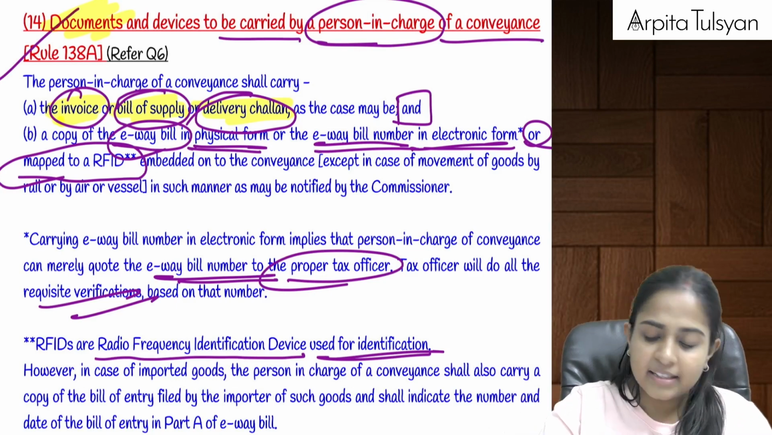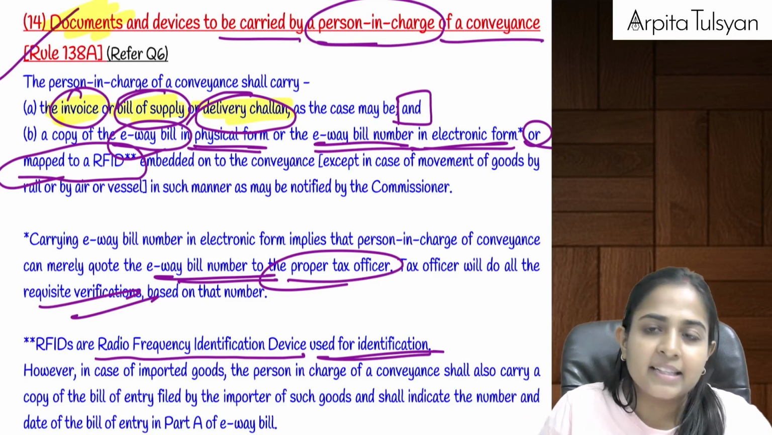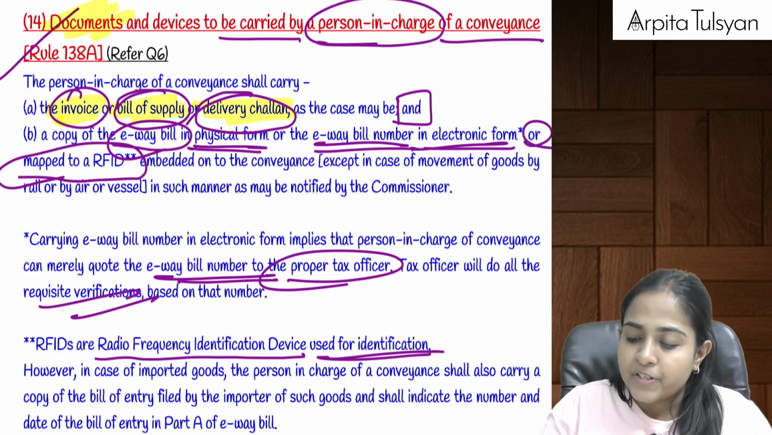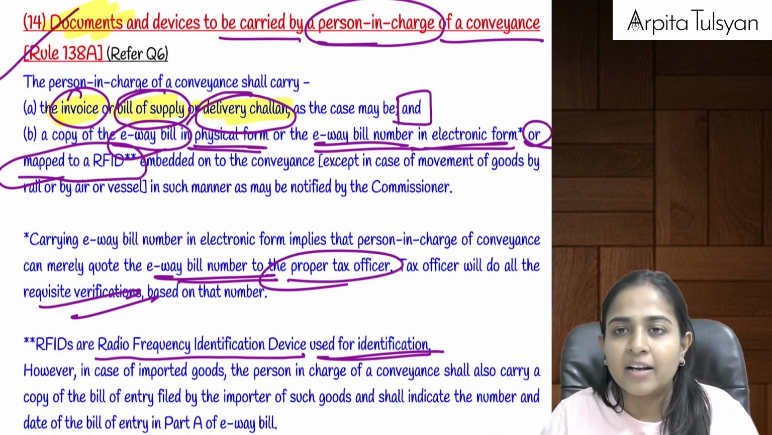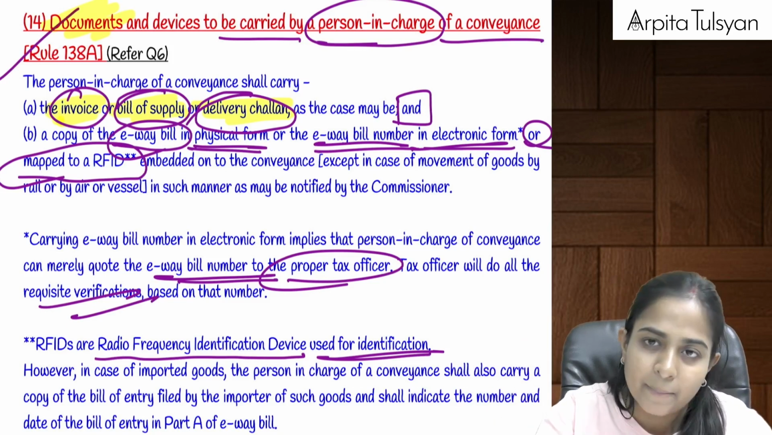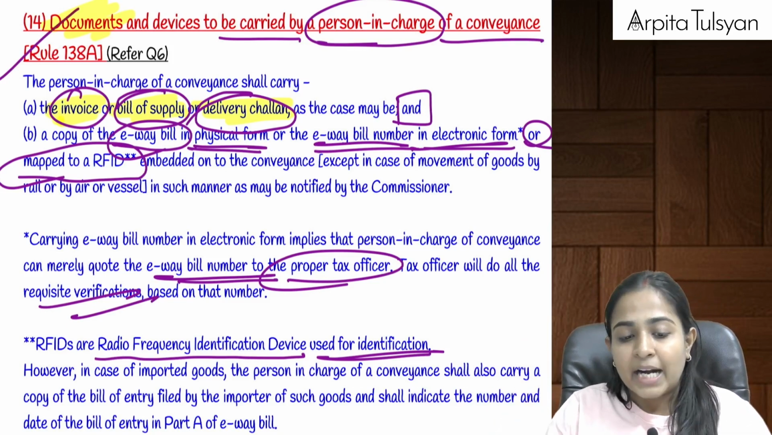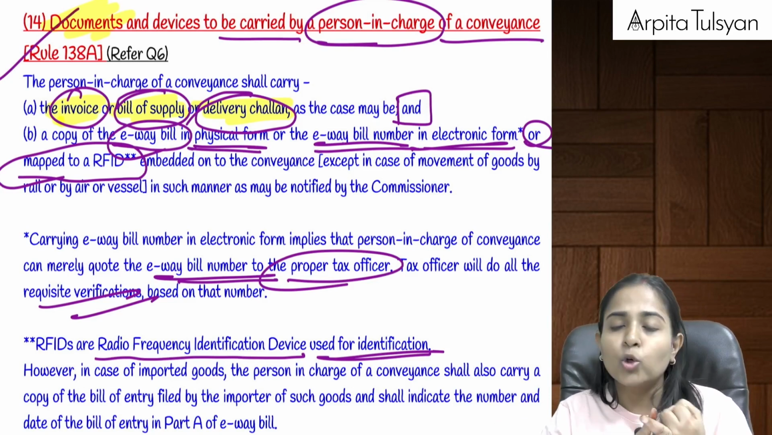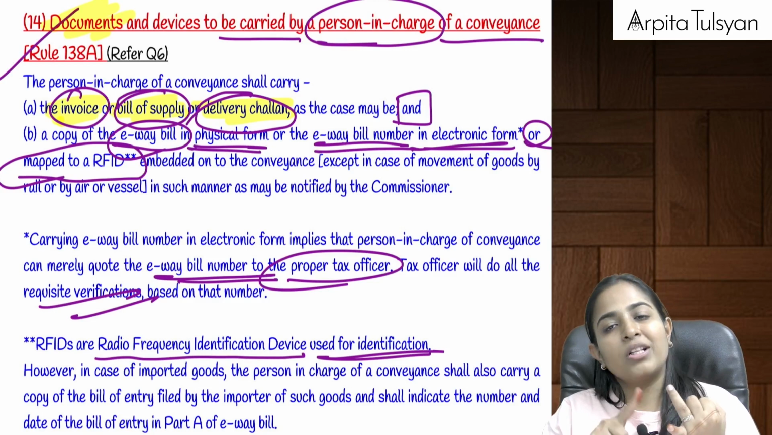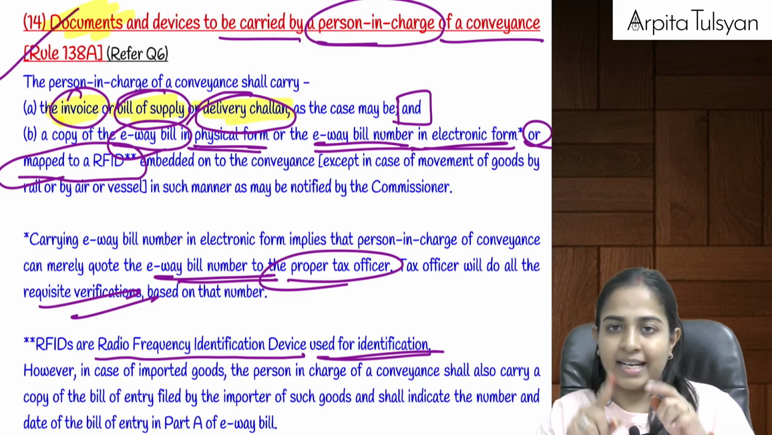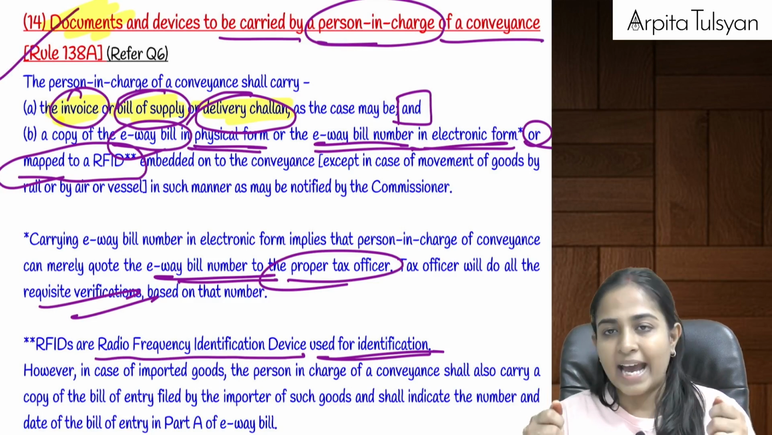Then the next thing they are telling us here is, once you have generated this e-way bill, any person who is carrying this conveyance, any person who is driving the truck, or taking the goods in a plane, or in a ship, that person should carry two things compulsorily. One thing is the tax invoice, or the bill of supply, or the delivery challan. That is one evidence that the person in charge of the conveyance should carry with himself.